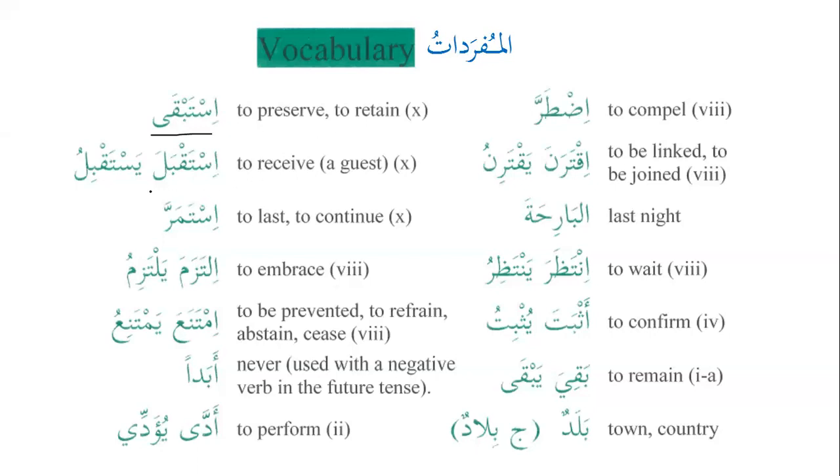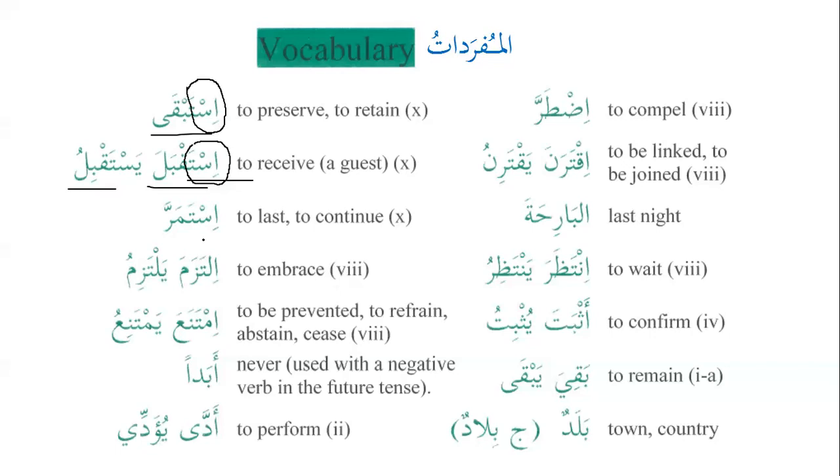Then we have istaqbala yastaqbilu. So this one, it will be qabila yaqbalu. So basically, whenever we have this form, this is verb form number 10. That means the first three letters will be extra. So Hamza is extra, Sin is extra, and Ta is also extra. Similarly, istaqbala: we will say that qaf, ba, la are the root letters, and these three are the derived, so they are extra.